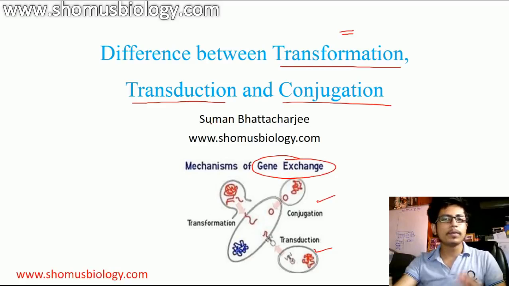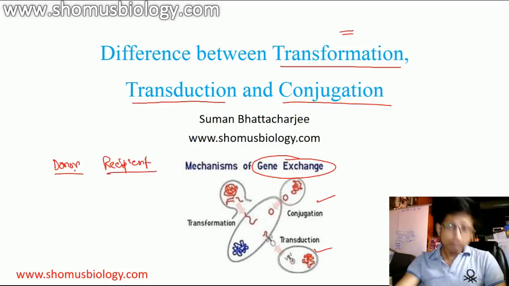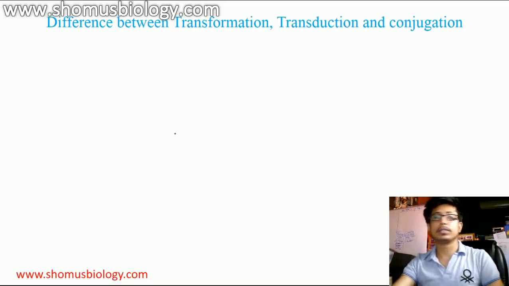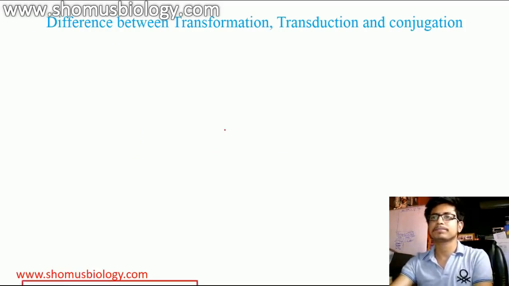Now in all these types of gene transfer, there are two types of organisms involved. One is the donor, another one is the recipient. Donor and recipient. Donor provides the gene, recipient receives the gene. In all these three cases, this is true. Now let's talk about the differences on a major scale.